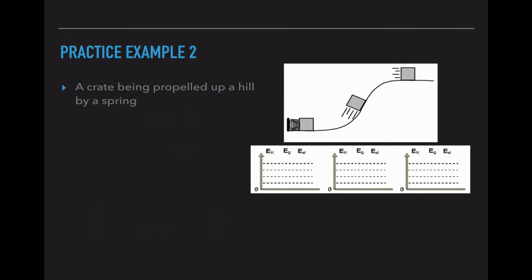So here's a second example. A crate is being propelled up a hill by a spring. So in the first picture, if this is our 0 height, we have 0 gravitational energy. Since this is not currently moving, we have 0 kinetic energy, and all of our energy happens to be elastic. Now at this position, we are no longer touching the spring, so we have 0 elastic energy. We have about 50-50 kinetic and gravity.